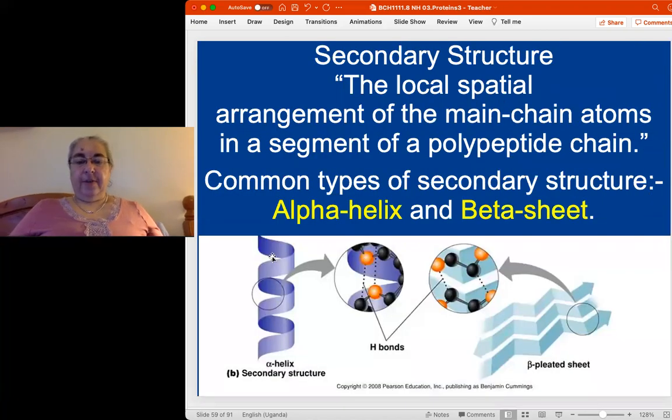So let's look at some of those elements of secondary structure. So here's a definition of secondary structure. The local spatial arrangement of the main chain atoms in a segment of polypeptide chain. If you're a person who likes learning definitions, that's a good definition to learn. So two common types of secondary structure. There are a few more, but I'm going to be talking about alpha helix and beta sheet today.